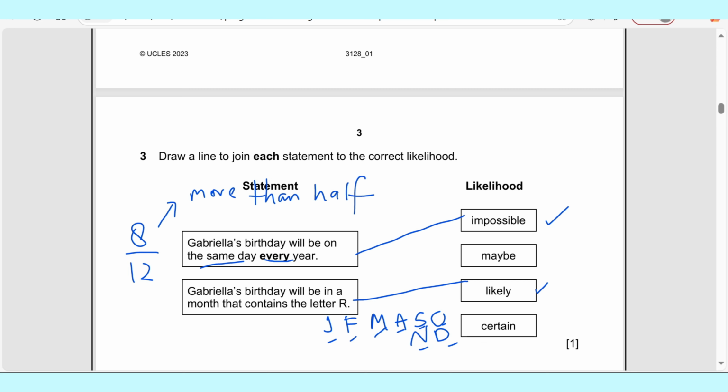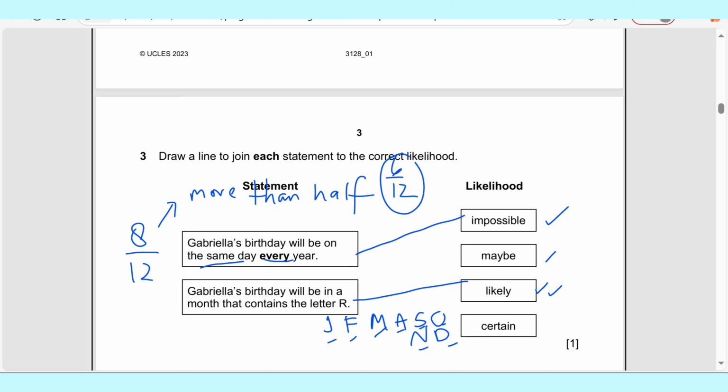When it's more than half, because half of this is 6/12, then we answer the word likely. It means greater possibility than half. Maybe is 50-50, so that will be when the chance is 6/12.